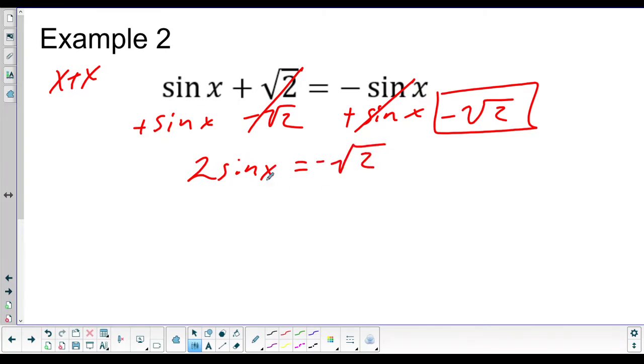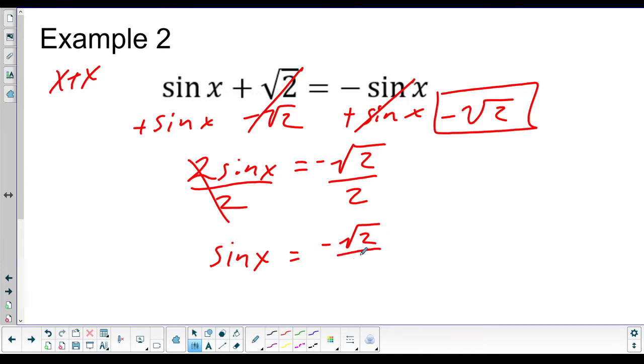Okay. Now we're still trying to get the x by itself, or at least the sine of x by itself. So we're going to divide both sides by 2. Okay. So these cancel, and we have sine of x equals negative radical 2 over 2. Okay. Luckily, this is one of those numbers that's on our unit circle, so it should be pretty easy for us to just think a little hard and get our x values.